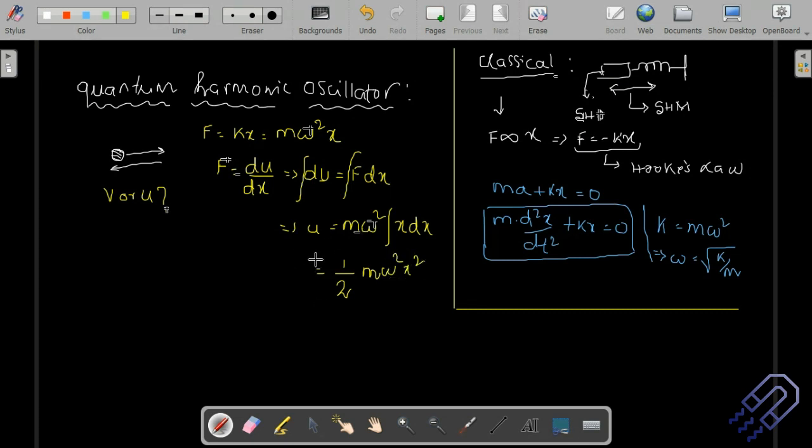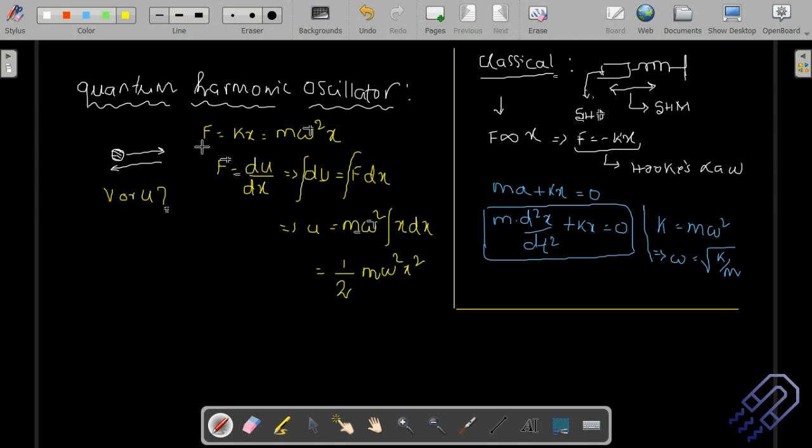So if someone asks you what the potential of a quantum harmonic oscillator is, you can simply write down this relation, and you will derive a lot of things based on this. For example, what is the probability of the existence of the particle? That also can be found out. There is a numerical problem in your tutorial which we are going to discuss. It is based on this particular formula.